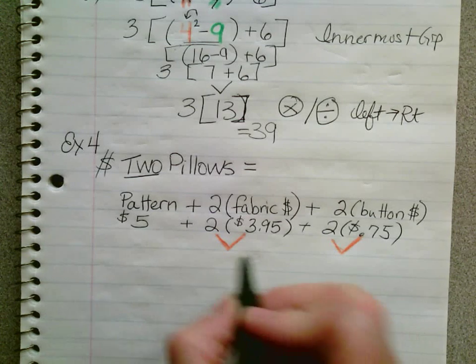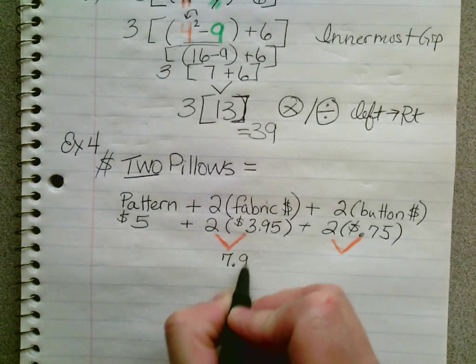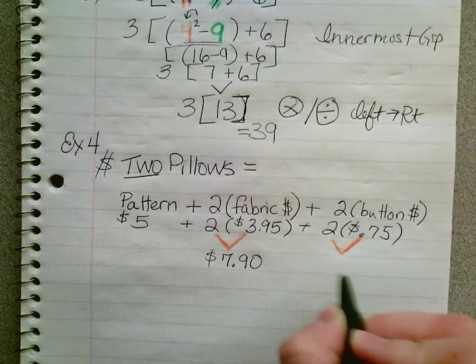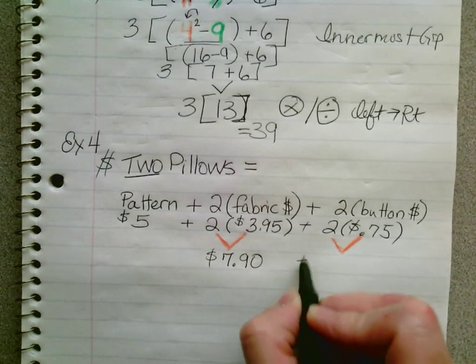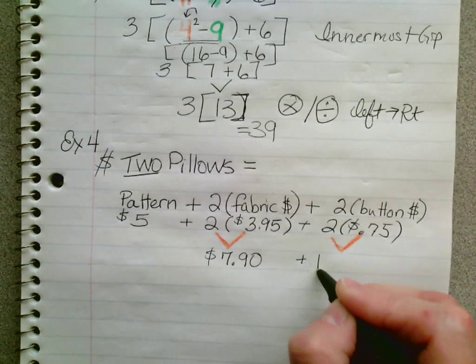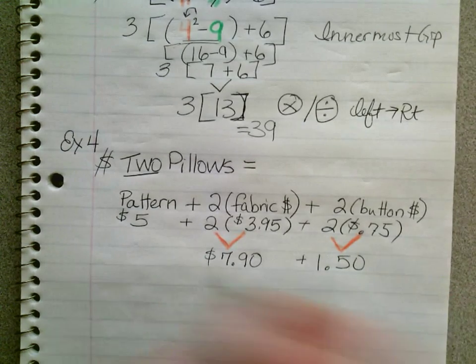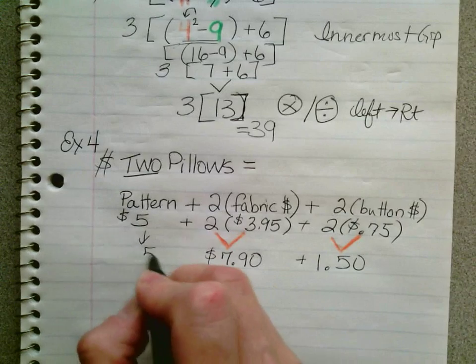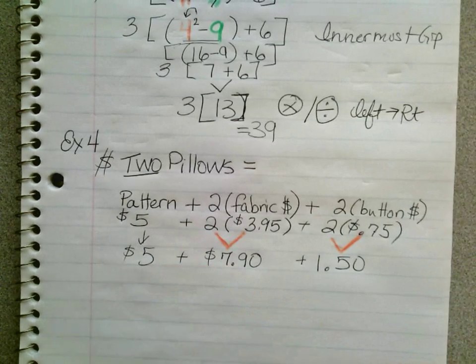I actually broke it apart. The cost here is 7.90. Added to double that is $1.50. Bring down the $5 that has been waiting patiently. Plug that into your calculator. You should end up with the same answer the book gets.